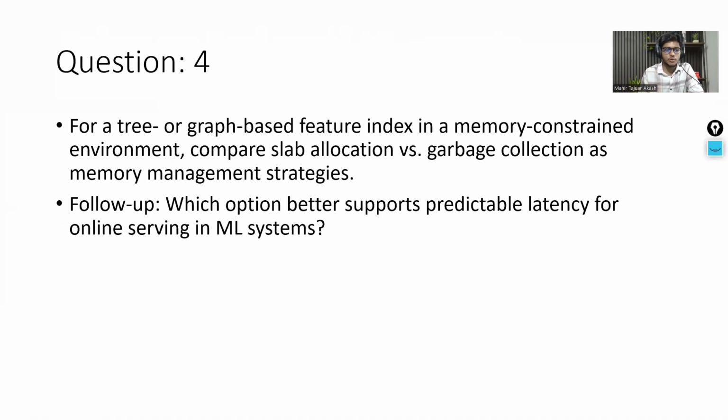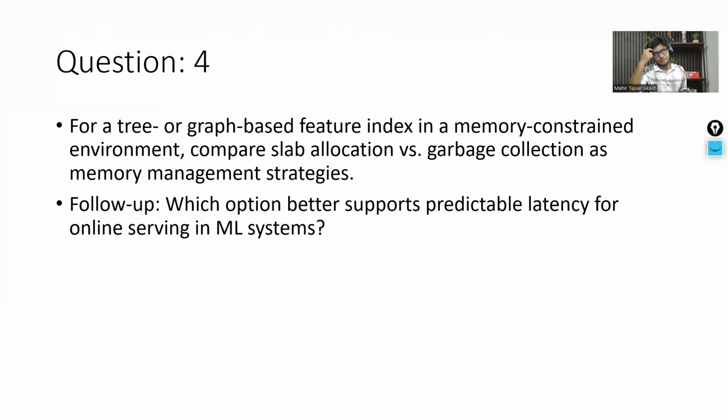Let's go to question 4. For a tree or graph-based feature index in a memory-constrained environment, compare slab allocation versus garbage collection as memory management strategies. And the follow-up question: which option better supports predictable latency for an online serving ML system? So the question is more related to operating systems.